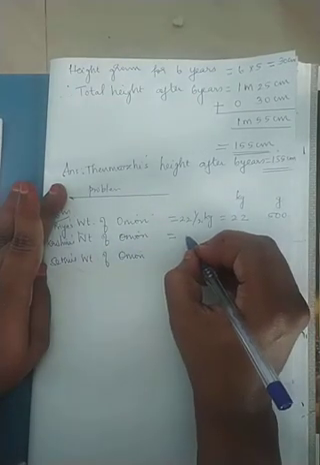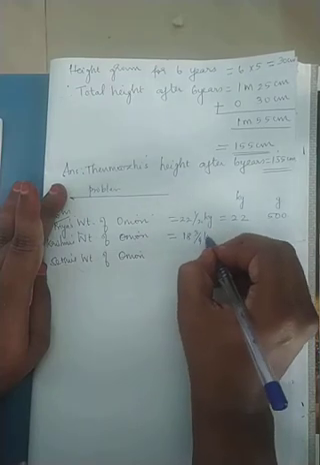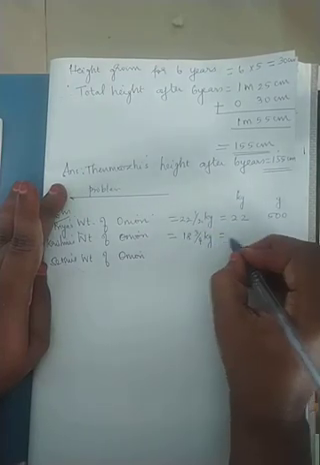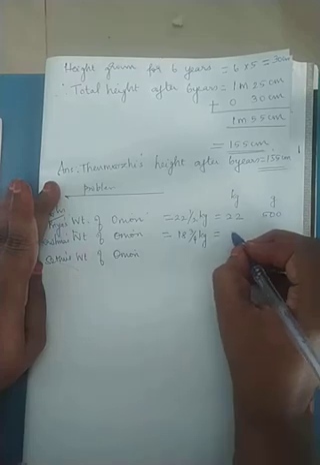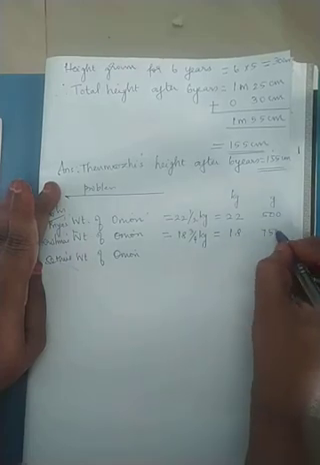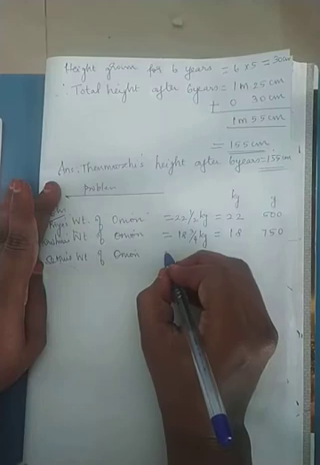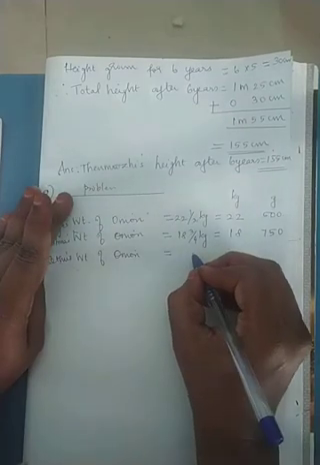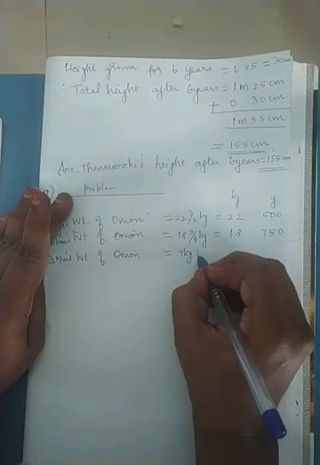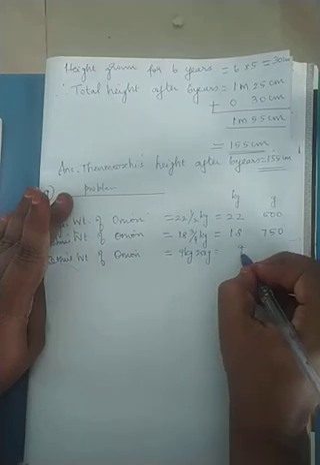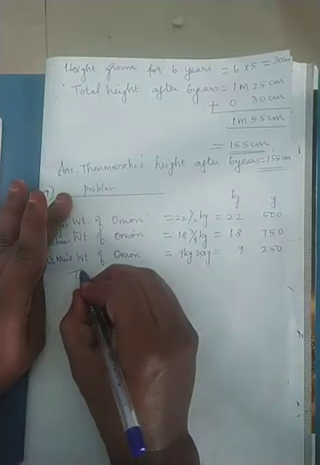So this is 18.75, 18 kg 750 grams. Sedu's weight of onion is 9 kg 250 grams. So 9 kg 250 grams. So total weight.